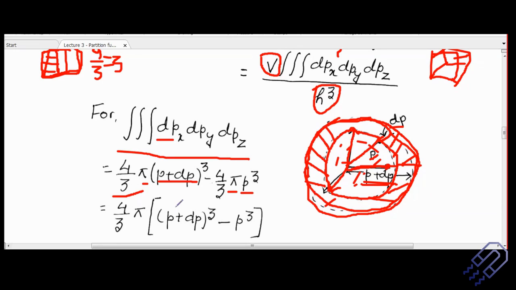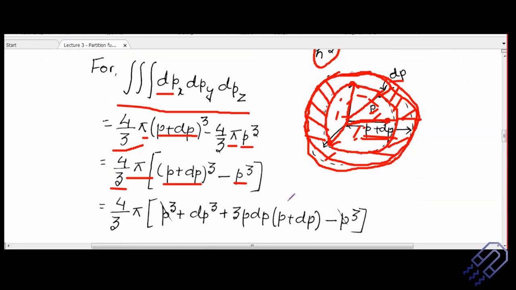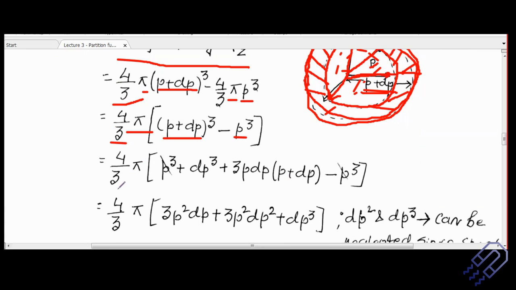If you just do the maths, 4 by 3 pi can be taken out, and within the bracket we have (p plus dp) cubed minus p cubed. We can just expand it: 4 by 3 pi, and then p cubed plus dp cubed plus 3p dp into (p plus dp), using the formula (a plus b) cubed equals a cubed plus b cubed plus 3ab into (a plus b), minus p cubed. So you can cancel out this p cubed and this p cubed.